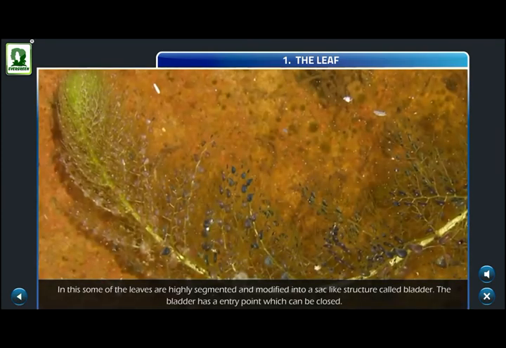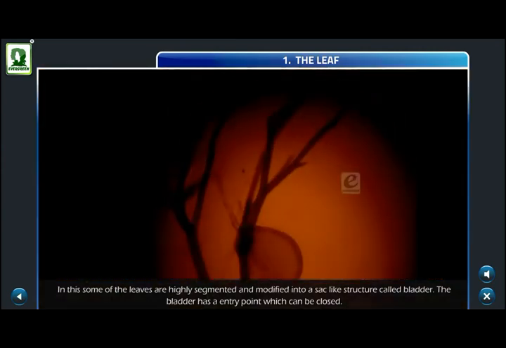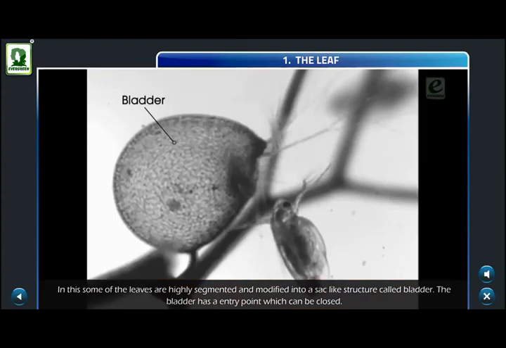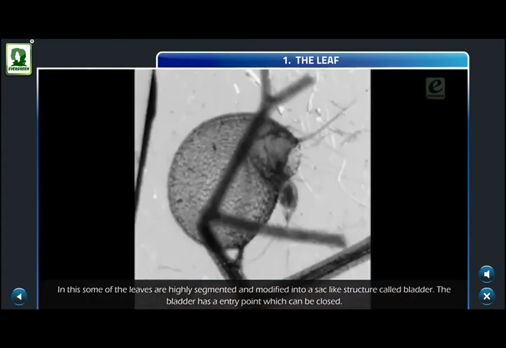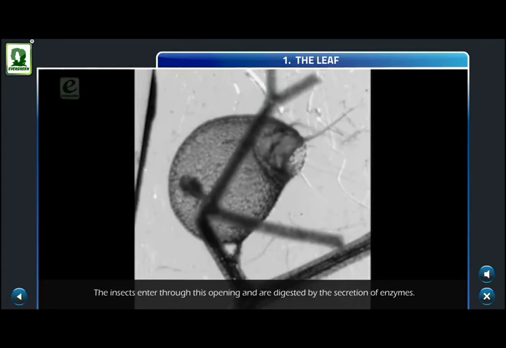Bladderwort. In this, some of the leaves are highly segmented and modified into a sac-like structure called bladder. The bladder has an entry point which can be closed. The insects enter through this opening and are digested by the secretion of enzymes.